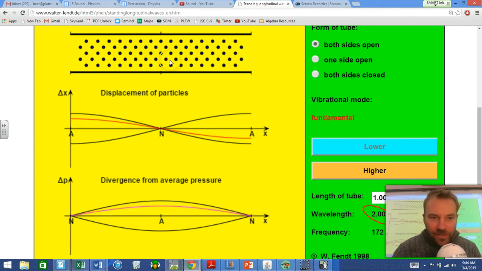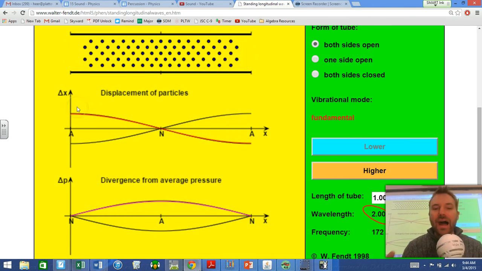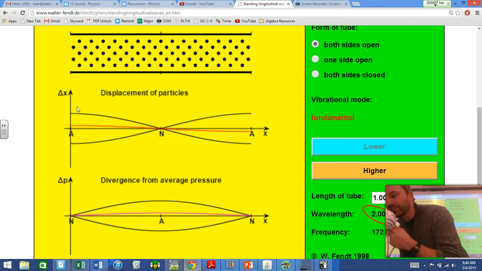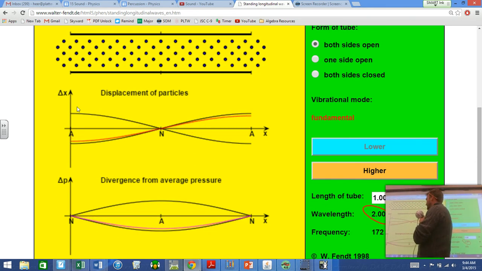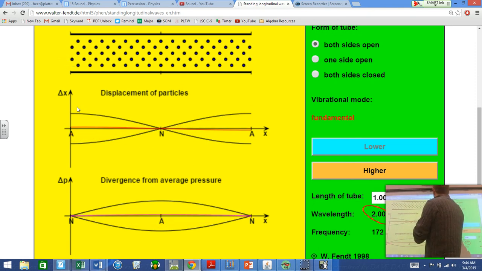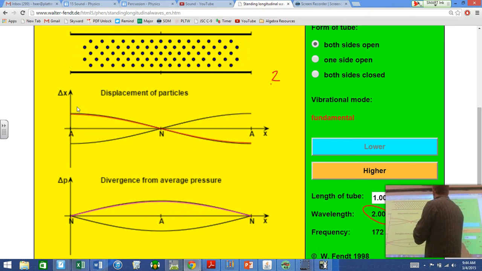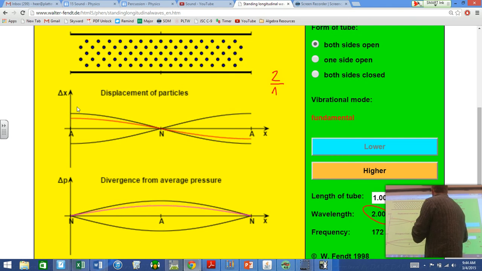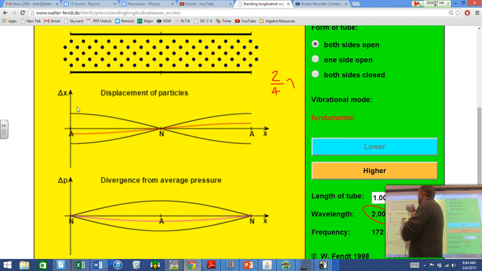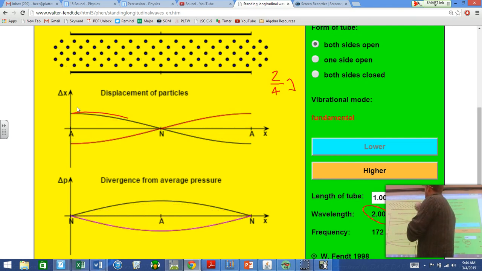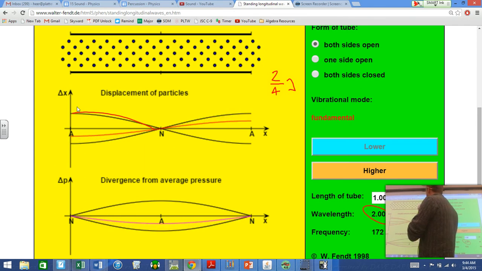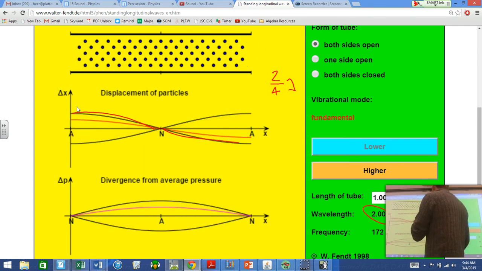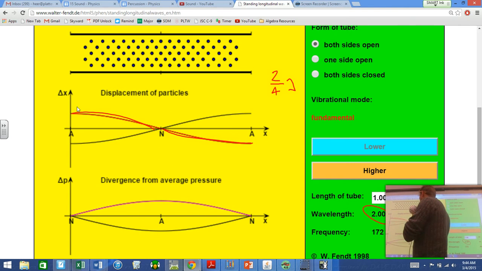So when I look at this wave, it's not a full wavelength. This is a half of a wavelength, or 2/4. This is 1/4 of the wave, 2/4 of the waves, which is half of a wavelength.